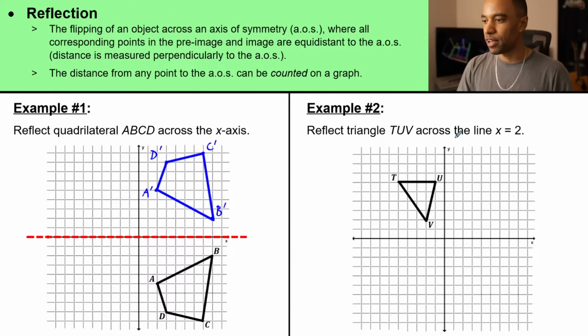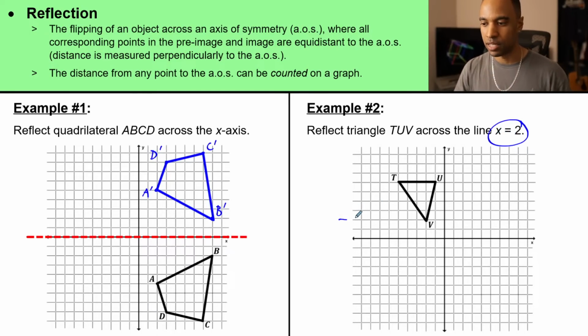Okay, this time I'm going to reflect across the line x equals 2. Now, in order to do this, you have to know what x equals 2 means. It does not mean this line right here. X equals 2 is not a horizontal line. This is the line y equals 2. Okay, this is the line y equals 2.